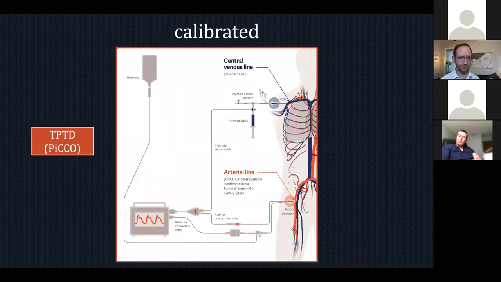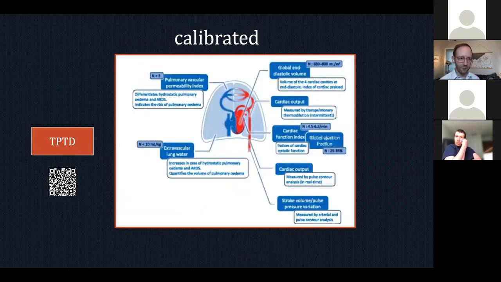Now, to look at a calibrated device, this is the Pico monitor. We do not have this device at this period in time. We're trying to assess whether it's something that we should add. It involves a central line and, generally speaking, a femoral arterial line. It uses cold thermodilution in order to calibrate and to measure cardiac output. But there's a number of other parameters that you can measure with this device, which could be helpful, especially in managing patients with ARDS, right ventricular failure, things like that.